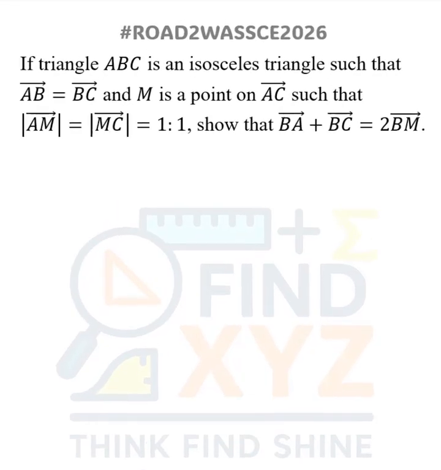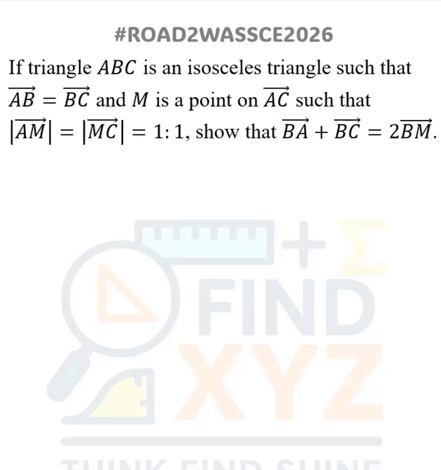Let's try this problem. If triangle ABC is an isosceles triangle such that vector AB is equal to vector BC, and point M is on vector AC such that the magnitude of vector AM is equal to the magnitude of vector MC, which is also equal to the ratio 1:1. We are tasked to show that vector BA plus vector BC is equal to twice of vector BM.